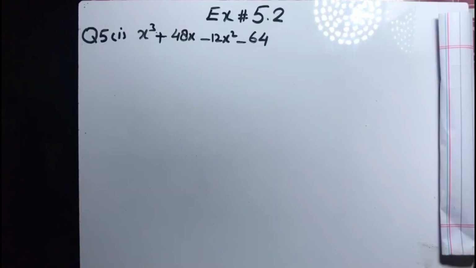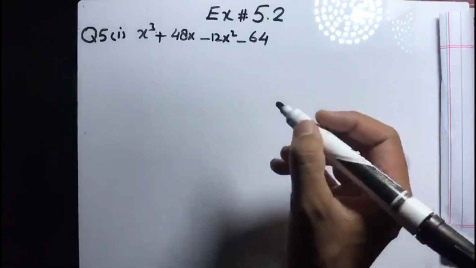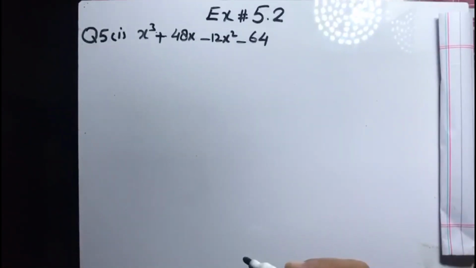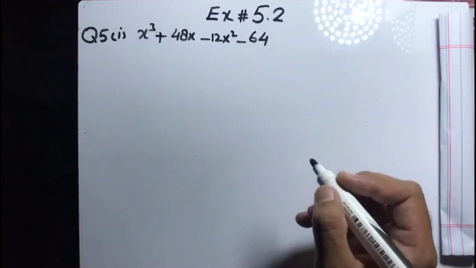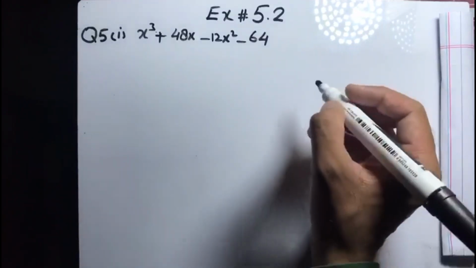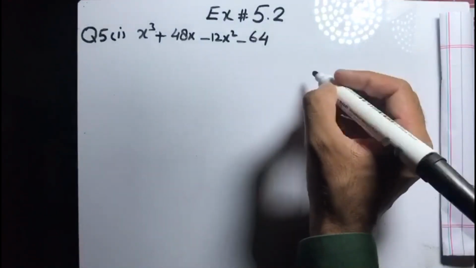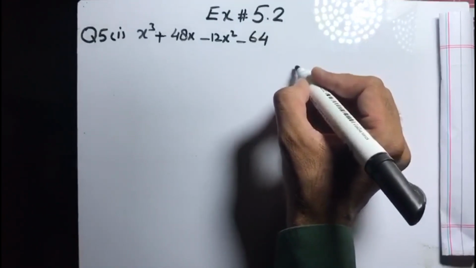We have already done the first 4 questions. If you have any problem, you can ask me. Before solving question number 5, we discussed what the difference is between the first 4 questions and question number 5. You can see in the first 4 questions, the degree of the polynomial is 2 or 4.